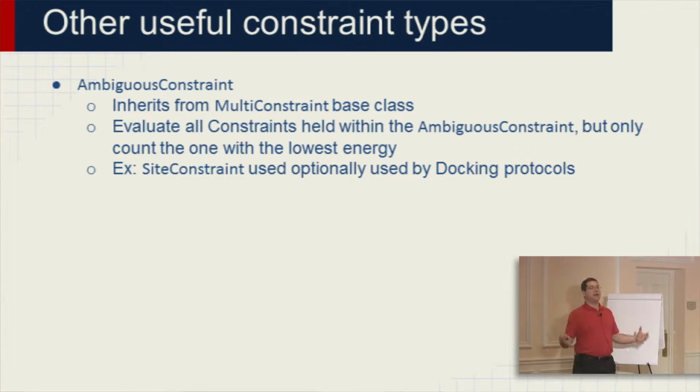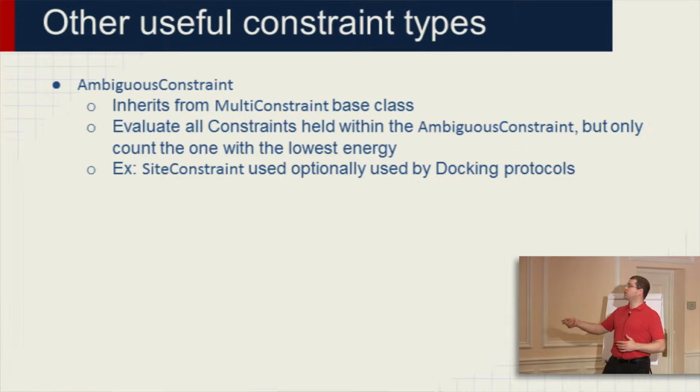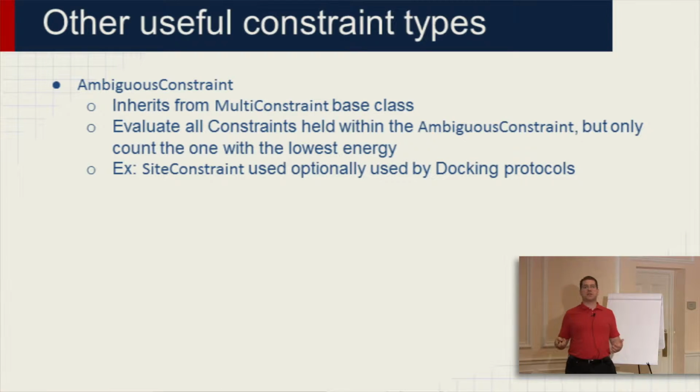You can also combine constraints and make more complex constraints. So we have what we call a multi-constraint, which is like a mover that takes other movers. This is a constraint that takes other constraints. One of the more useful ones is an ambiguous constraint, which takes a number of different subconstraints and then figures out which is the lowest energy constraint. And then the entire ambiguous constraint will evaluate to the energy of only the lowest energy constraint.